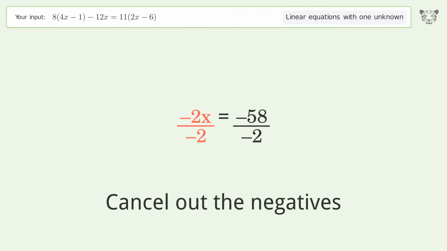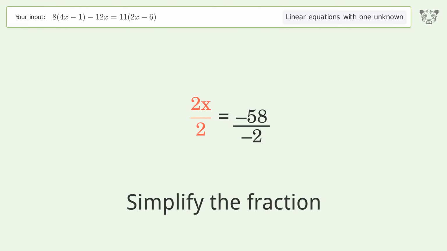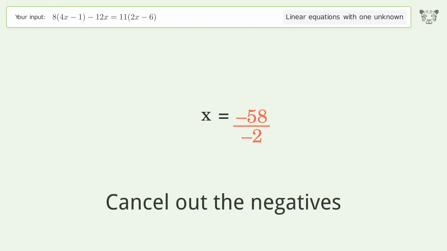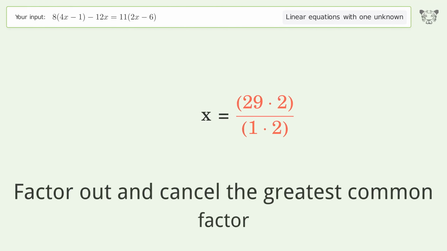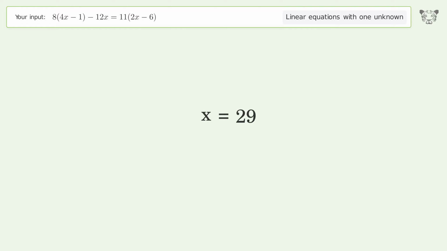Cancel out the negatives. Simplify the fraction. Cancel out the negatives. Find the greatest common factor of the numerator and denominator. Factor out and cancel the greatest common factor. And so the final result is x equals 29.